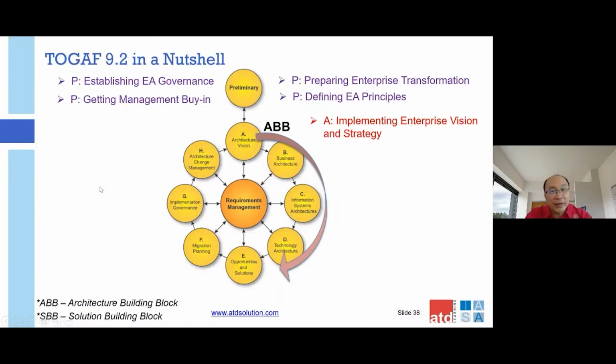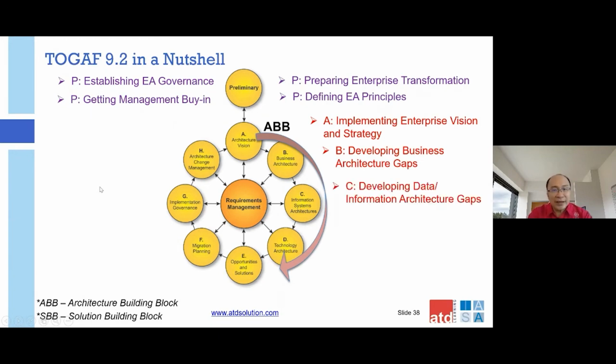So here in phase A, we need to implement enterprise vision and strategy. So we need to understand what our current direction is in terms of the senior management's vision, mission, and also their drivers. Then from there, we look at the business architecture. We look at the gap that exists today in our business. Then we look at the gap in our data and information and also application architecture.